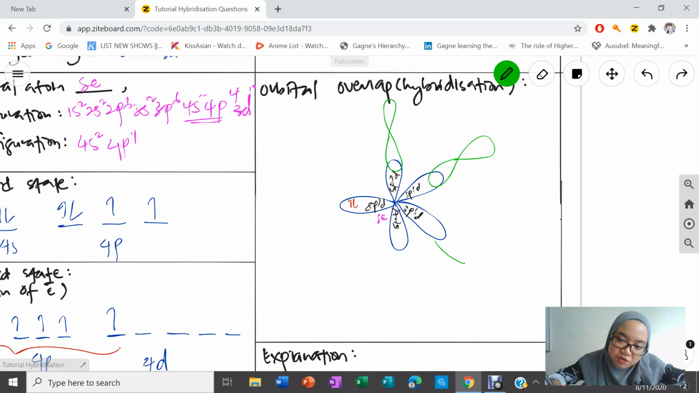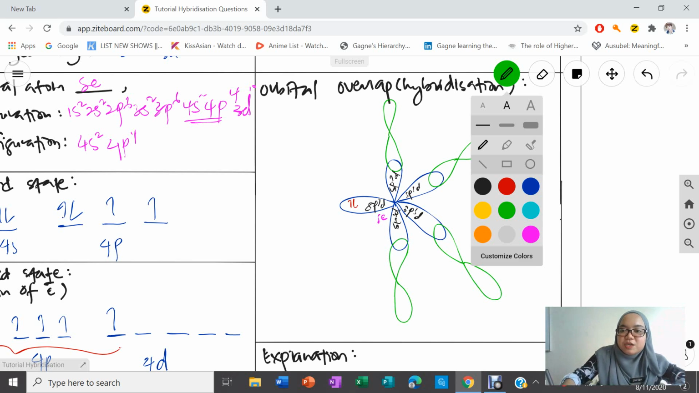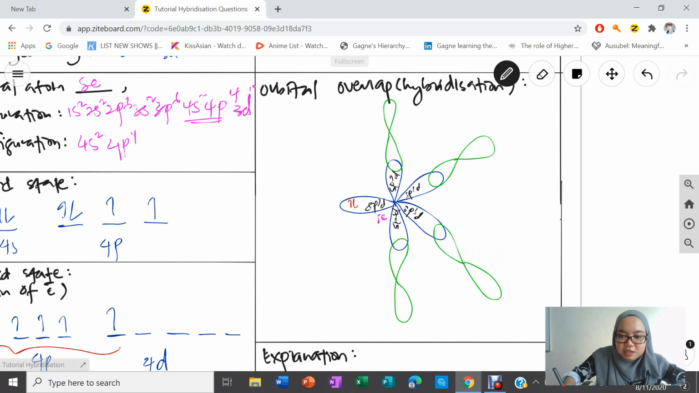Oh my god, the drawing is so hard. Okay, next we need to label. So this is 2p, 2p, 2p, 2p, and then this F. Now we need to draw the electrons inside the sigma bond. So this is 1, 2, oops.